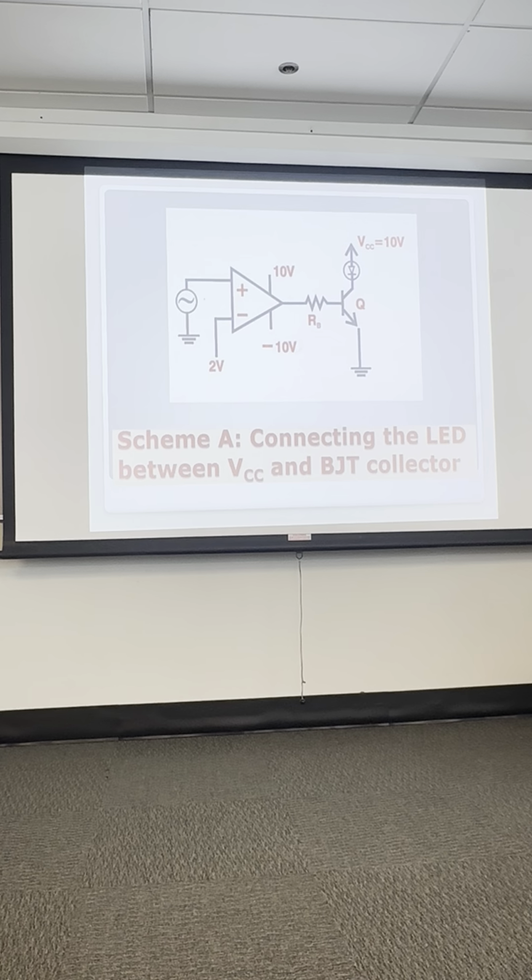So the first version the engineer decides on is to take an NPN transistor, put the LED in the collector, and ground the emitter. This version we'll call scheme A. Scheme A, then, is when the op amp output goes high to 10 volts. And we analyze what's going to happen here.